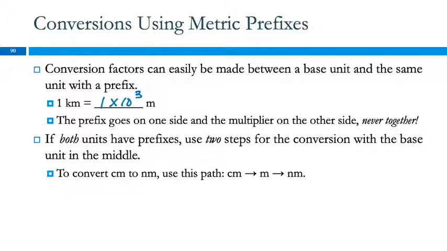If you have 2 prefixes, if you're converting centimeters to nanometers, could you do it in one step? You could, but you'd have to think about it a lot, and you might get it backwards and get it wrong. It's a lot simpler to just do 2 steps. Go from centimeters to meters, and then from meters to nanometers. So if you have 2 prefixes, do 2 steps. If you have 1 prefix, do 1 step.